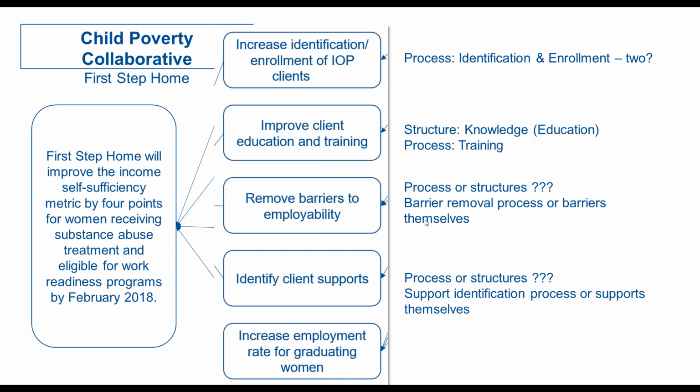The fourth one here, identify client supports. Again, like barriers, is it a process or structure? So is there a formal structure, a formal set of steps, day-to-day work for identifying unique supports per client? Or are there a set of common supports that exist, for example, in the community for which the organization wants to connect clients to or make them aware of? And so that becomes an important conversation to get clear on. Is there a formal set of steps or a process that we're developing, or structure that we're trying to identify there? The last one, increase employment rate for graduating women.